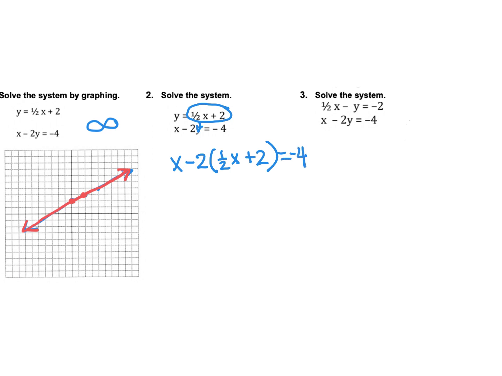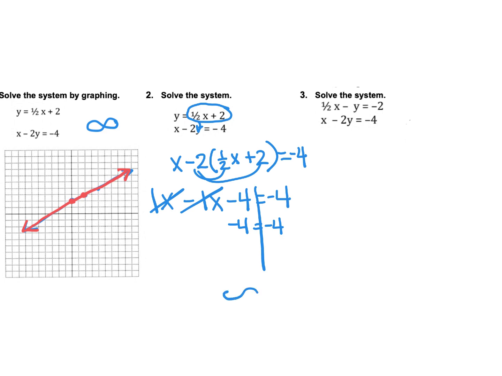All right, so now we have to distribute. And we have x minus, then -2 times 1/2 x gives us just -1x. And then we're going to have minus 4 is equal to -4. All right, we need to then simplify before we can solve. And notice how the 1x and the minus 1x, how those two cancel out. And I'm left with -4 is equal to -4. Well, is -4 equal to -4? It is. And so remember, we call that infinitely many solutions.